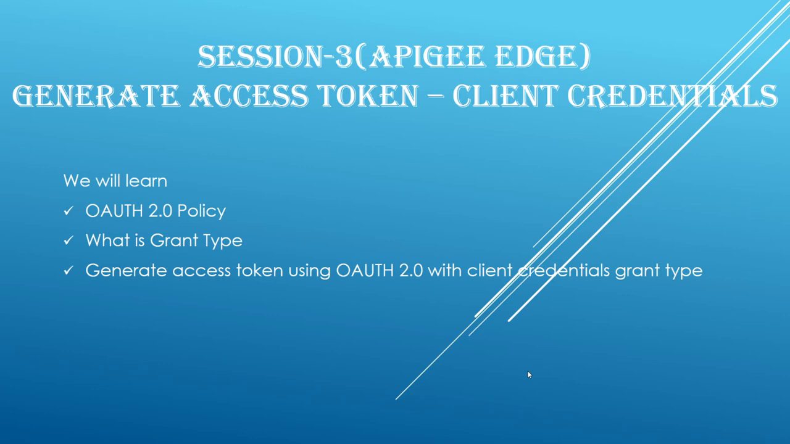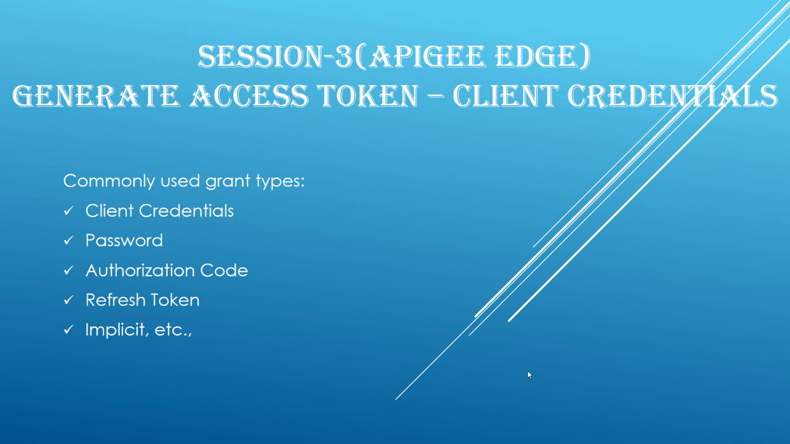We will see this in action in the upcoming videos, but for now, let's understand that based on grant types, we can grant limited access. I hope now it is clear about granting limited access without exposing credentials. Alright, the OAuth 2 policy in Apigee Edge supports several grant types which allow different types of access. Below are the commonly used grant types. So that is client credentials, password, authorization code, refresh token, implicit, etc. In this session, we will use client credentials grant type and generate access token from Apigee Edge.